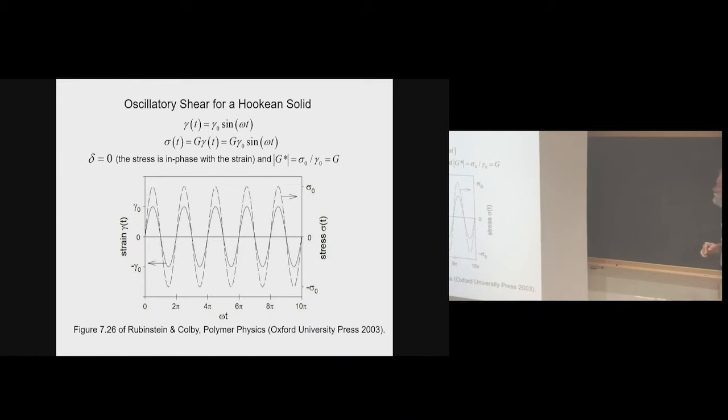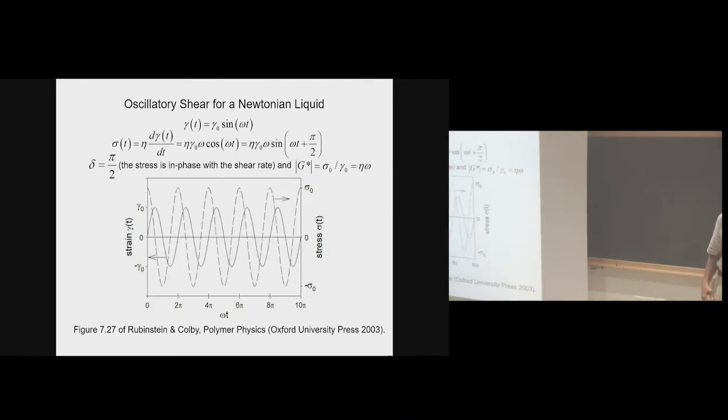So if we have a simple Hookean solid, of course it obeys Hooke's law. Stress is modulus times strain at any time. And so that material is going to oscillate perfectly in phase with the strain, sine omega t, shown as the peaks and valleys corresponding to one another. And what does it measure? It measures the shear modulus. So the magnitude of the complex modulus in this case is just the shear modulus.